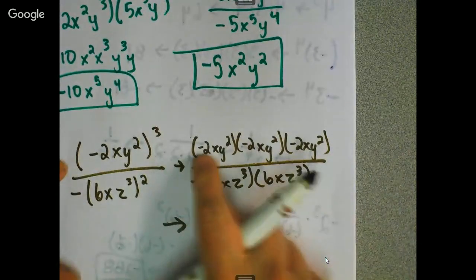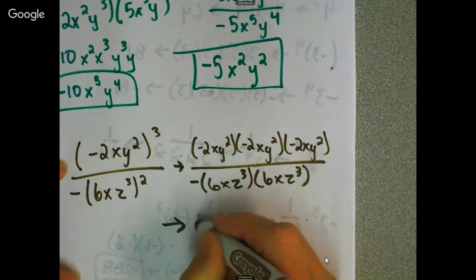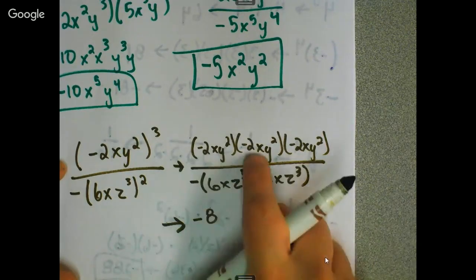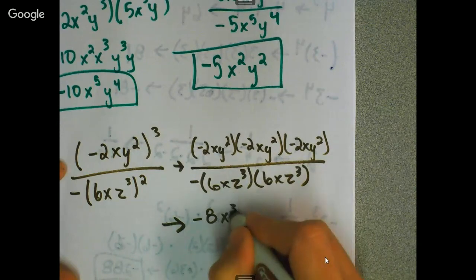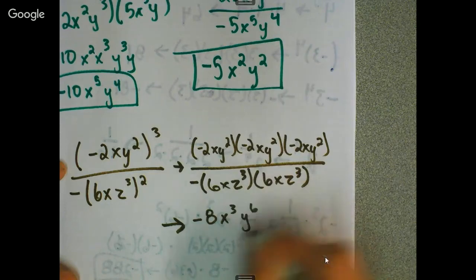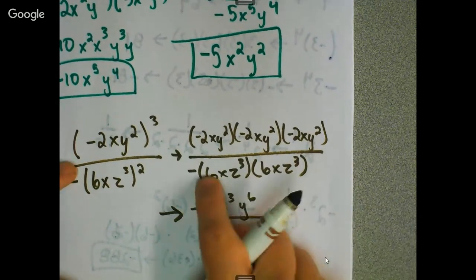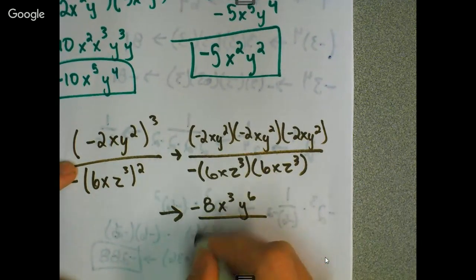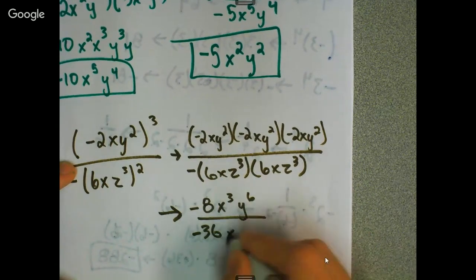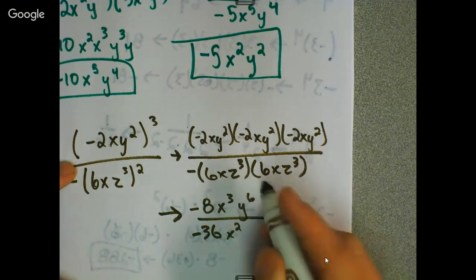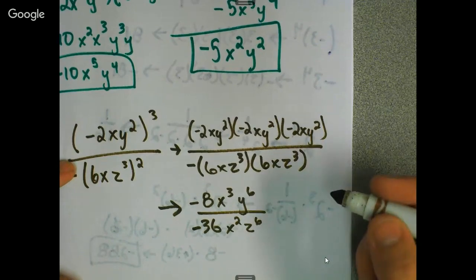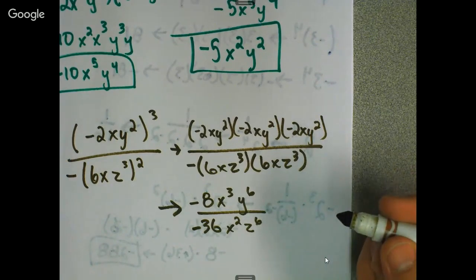So I have negative 2 times negative 2 times negative 2, which is minus 8. I have 1, 2, 3 x's, so that's x to the third. I have 2, 4, 6 y's. In the bottom, I have 6 times 6, which is 36, but I had the negative out front. I have 1, 2 x's. I have 6 z's. Okay, and then I cancel where I can.